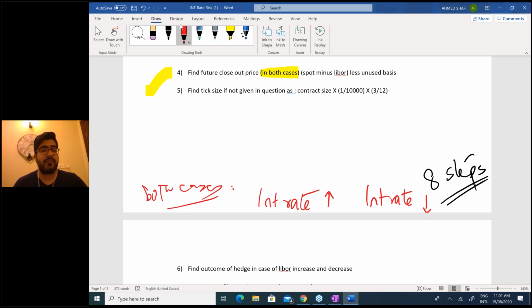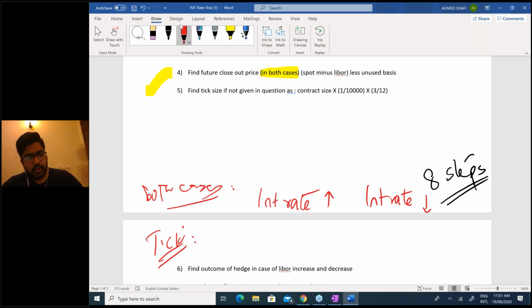Increase, decrease. How do you find future closeout price? It's spot minus LIBOR less unused basis. Unused basis was computed in step 3. Okay. In step 5, you need to find tick size if not given in question as contract size into 1 over 10,000 into 3 by 12. Now people ask, what is this tick?